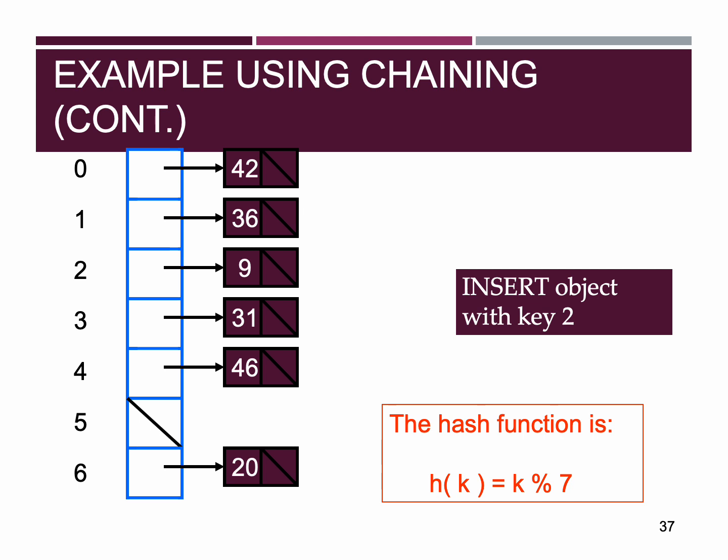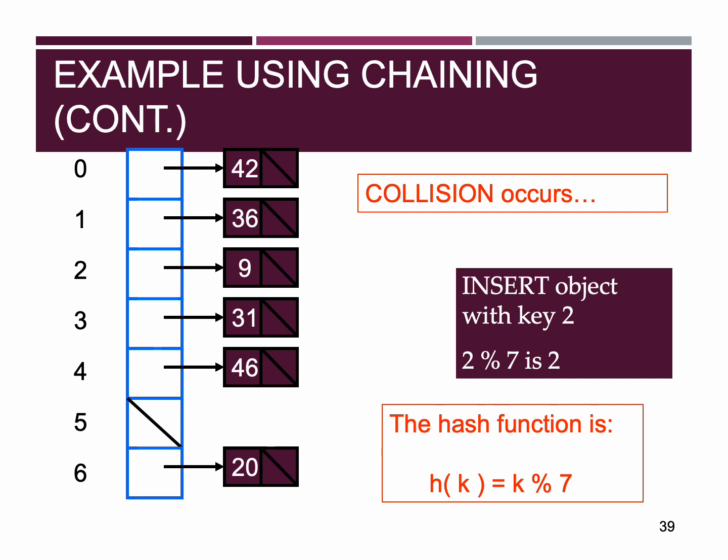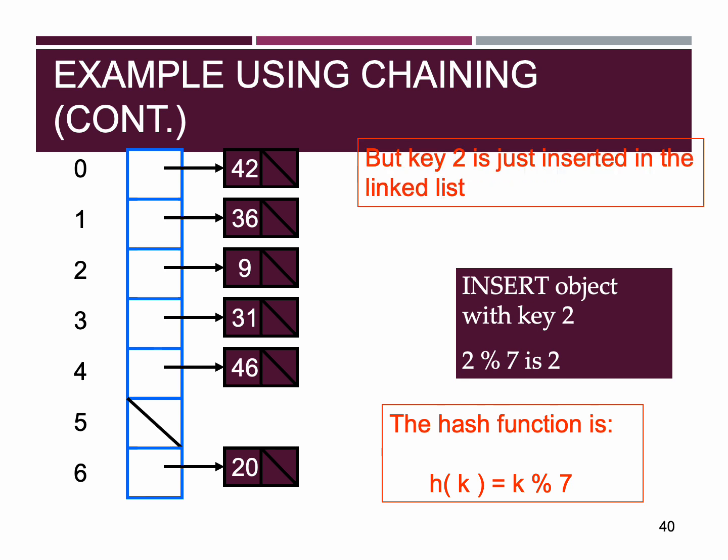Now we want to insert object 2, key 2. Now 2 by 7 is 2. There is no other remainder. Now there is a collision, because we already have 9 on index 2. Now how can we overwrite it? If we overwrite it, the 9 will be gone, and then when we search for 9, we can't find 9. Because of that, we will use the chaining system to add a linked list here on the same index.